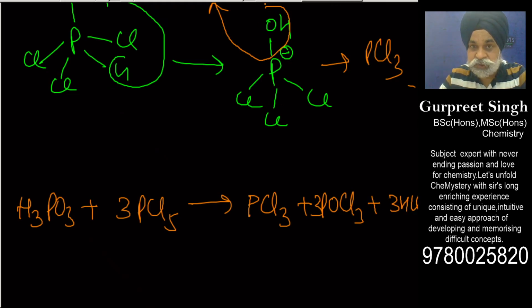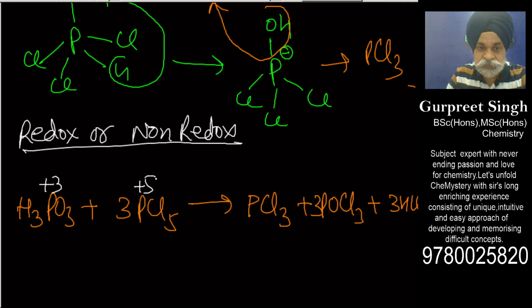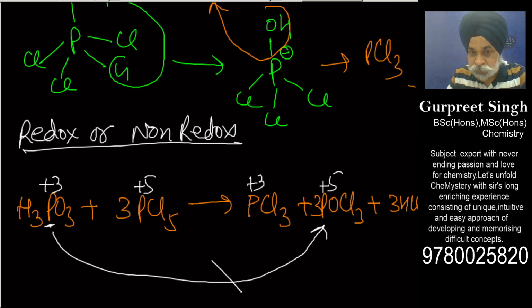Now here in this question, one very important thing you can think of is whether it is a redox or non-redox reaction. This also is a very interesting viewpoint in this particular question. So here the phosphorus is in +3 and this is in +5. This is in +3 and this is in +5. Now if you simply see whether the phosphorus of the one reactant which is in +3 has gone to this one? No, this has not gone to this one. And has this gone to this one? No.